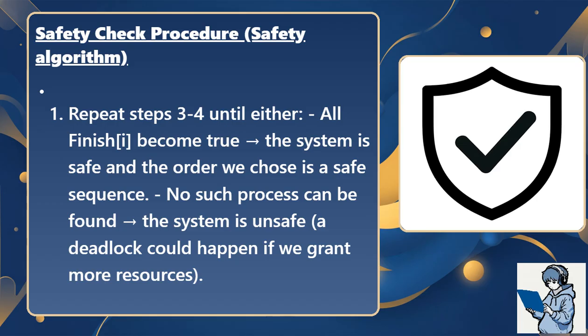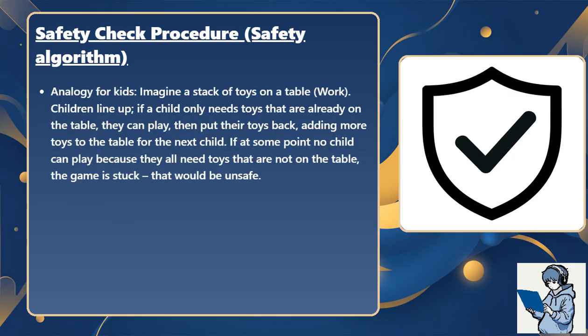Step 5: repeat steps 3 and 4 until either all finish[i] become true, the system is safe and the order we chose is a safe sequence, or no such process can be found, the system is unsafe. A deadlock could happen if we grant more resources. Analogy for kids. Imagine a stack of toys on a table called work. Children line up. If a child only needs toys that are already on the table, they can play, then put their toys back, adding more toys to the table for the next child. If at some point no child can play because they all need toys that are not on the table, the game is stuck. That would be unsafe.